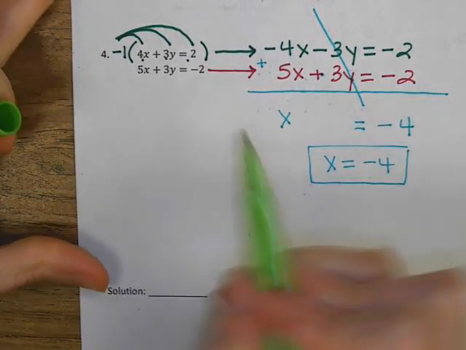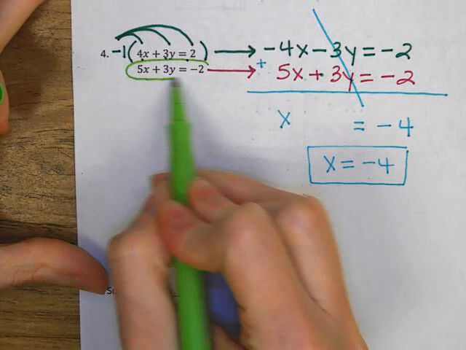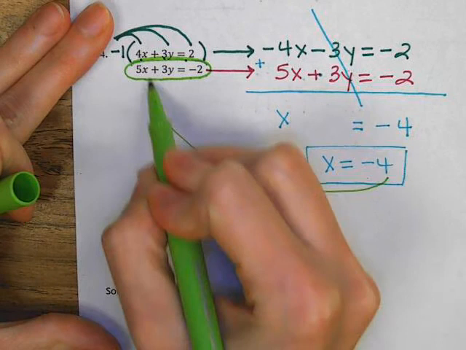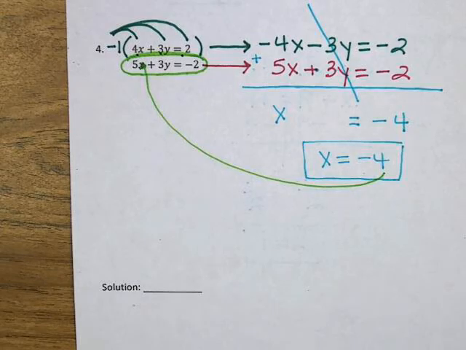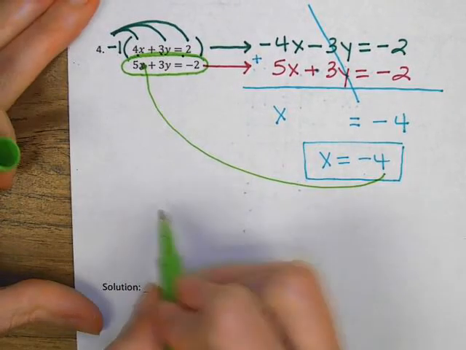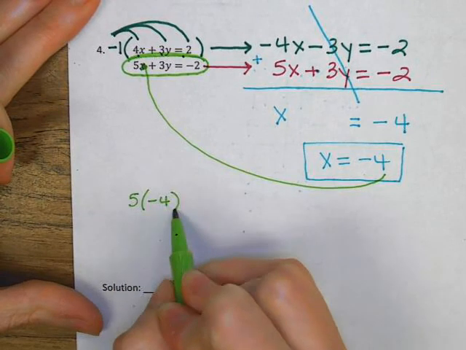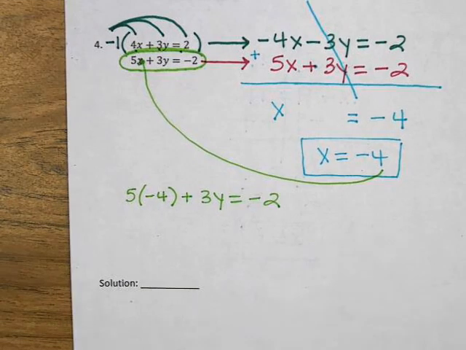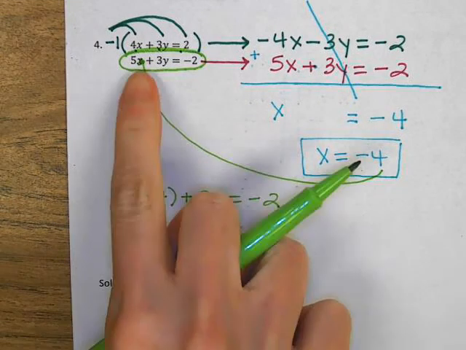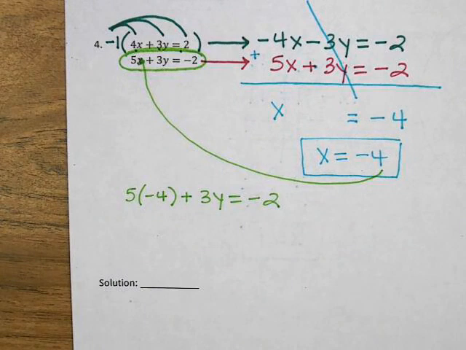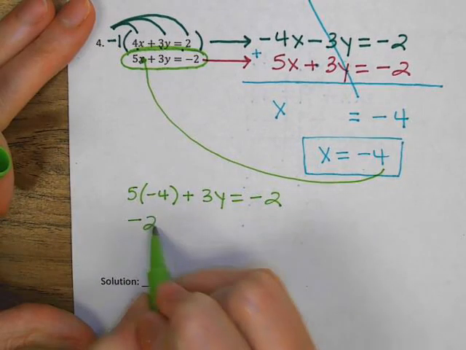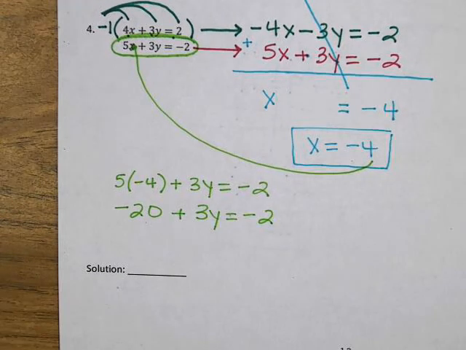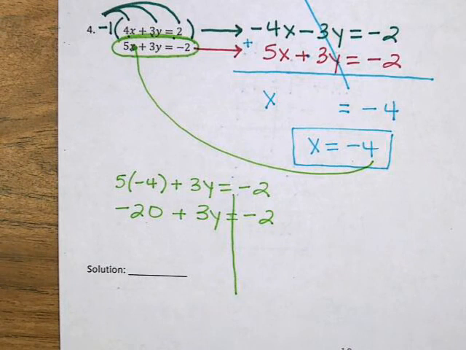I'm going to pick, why don't we pick the bottom one this time? It doesn't matter. You pick. If x is negative 4, I'm going to plug it in for x. And let's see what we get. So it's 5 times negative 4 plus 3y equals negative 2. And now that you've plugged in negative 4 for x, your job is to find y. So this simplifies to negative 20 plus 3y equals negative 2. And then you know the drill, draw the wall, and solve.